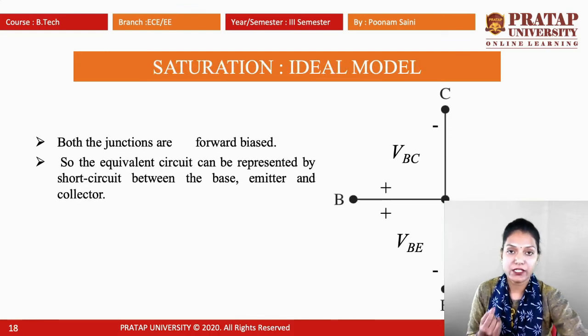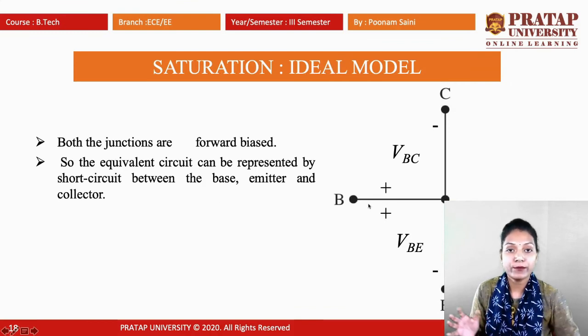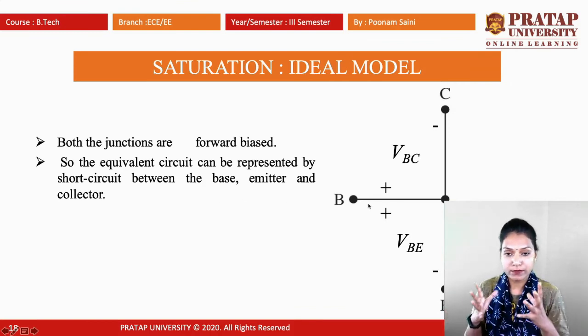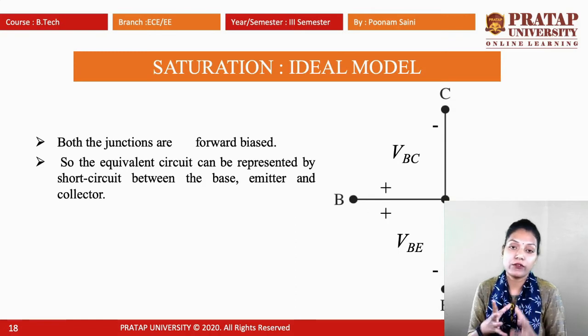The next is saturation, the ideal mode. Both junctions are forward biased, so the equivalent circuit can be represented by a short circuit between the base, emitter, and collector. When both are in forward bias, it is represented as a short circuit. This is known as the saturation ideal mode, or switching at the on state.